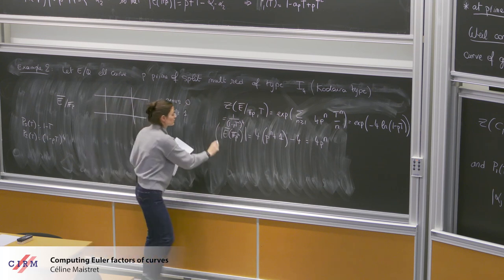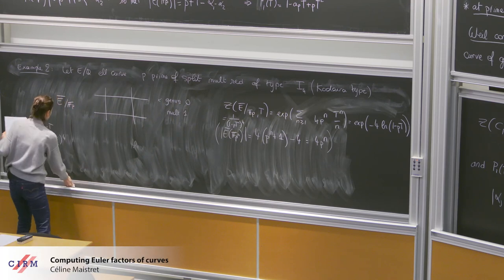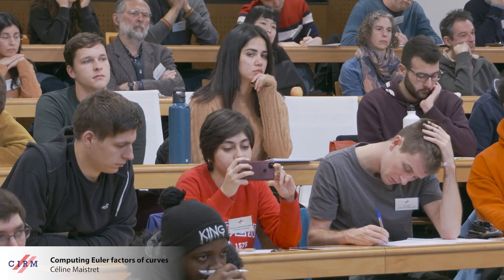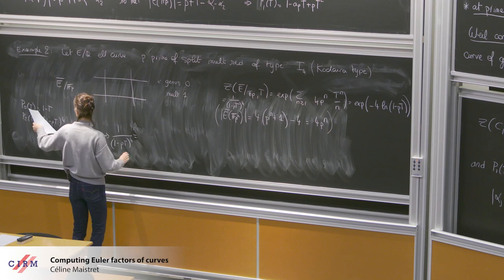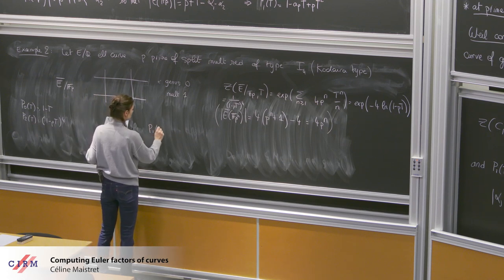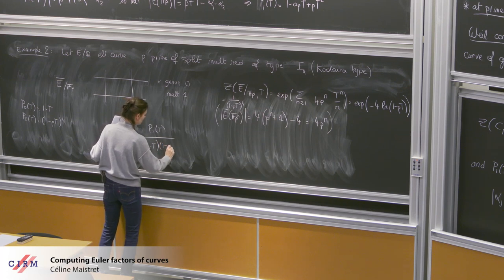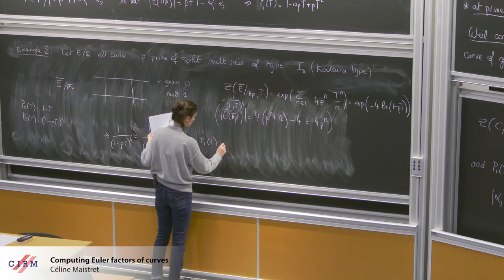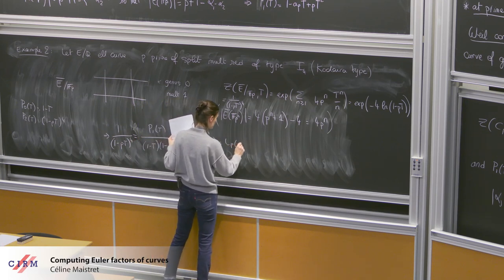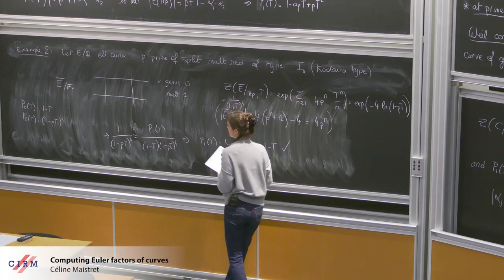Okay, so this was my computation. So in particular, if I put it all together, I get that my zeta function was (1 minus pT) to the 4, and this is equal to P1 of T over (1 minus T)(1 minus pT) to the 4. And I do get what I wanted, namely that my Euler factor is 1 minus T. Okay?